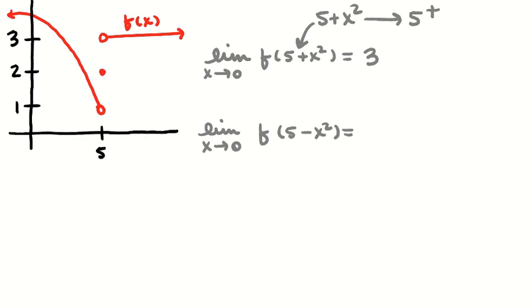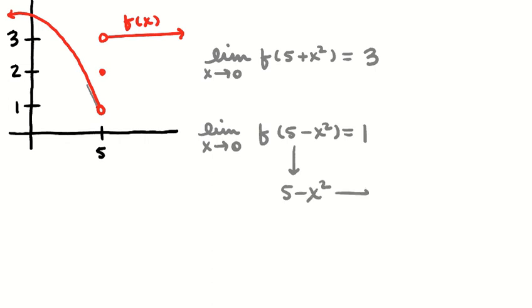And then you can use the same reasoning for this other one. If you look at 5 minus x squared, regardless of whether x is positive or negative, from both sides, you're subtracting from 5. And so, as x gets really close to 0, really small positive, really small negative, you're still subtracting it from 5 after you square it. And we're approaching 1 because we're approaching from the negative side. I'm basically saying that 5 minus x squared approaches 5 from the negative side.